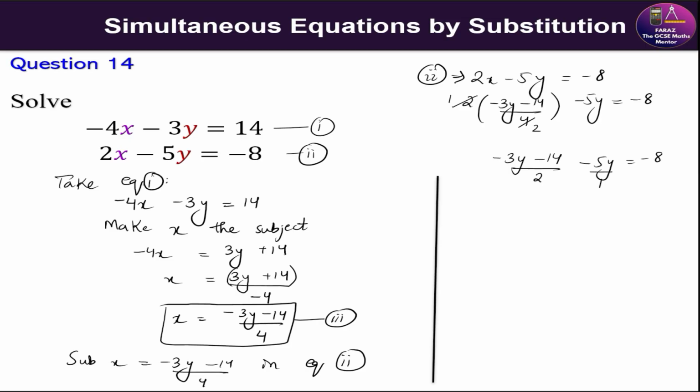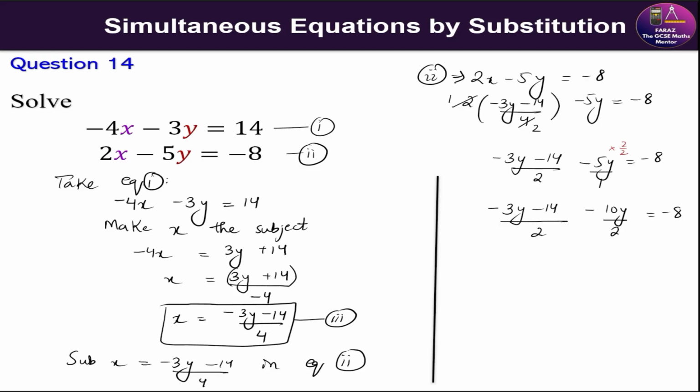Then there is 1 in the denominator of negative 5y, so let's write it in this way. Negative 3y negative 14, and there is 2 in the denominator. You have to multiply the second fraction by 2 over 2. So if you multiply it by 2 over 2, it will look like this: minus 10y over 2 equals negative 8.